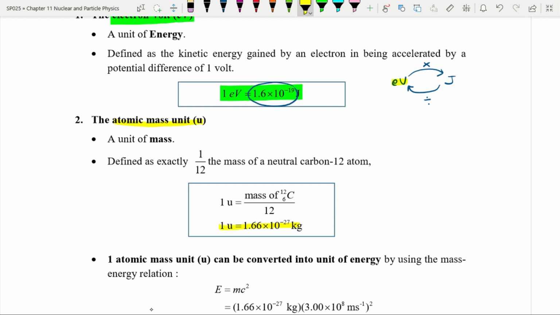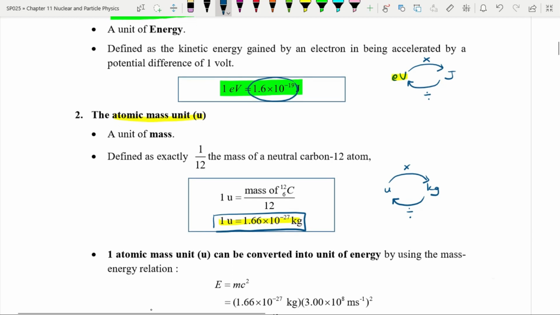So macam mana kita nak convert? So from U to kg. Okay, from U to kg, of course you have to times. Sama juga. Okay, sebab ni conversion kita. Okay, from kg to U, you have to divide by this amount, 1.66 exponent negative 27 kg. Okay, itu antara U dan kg.